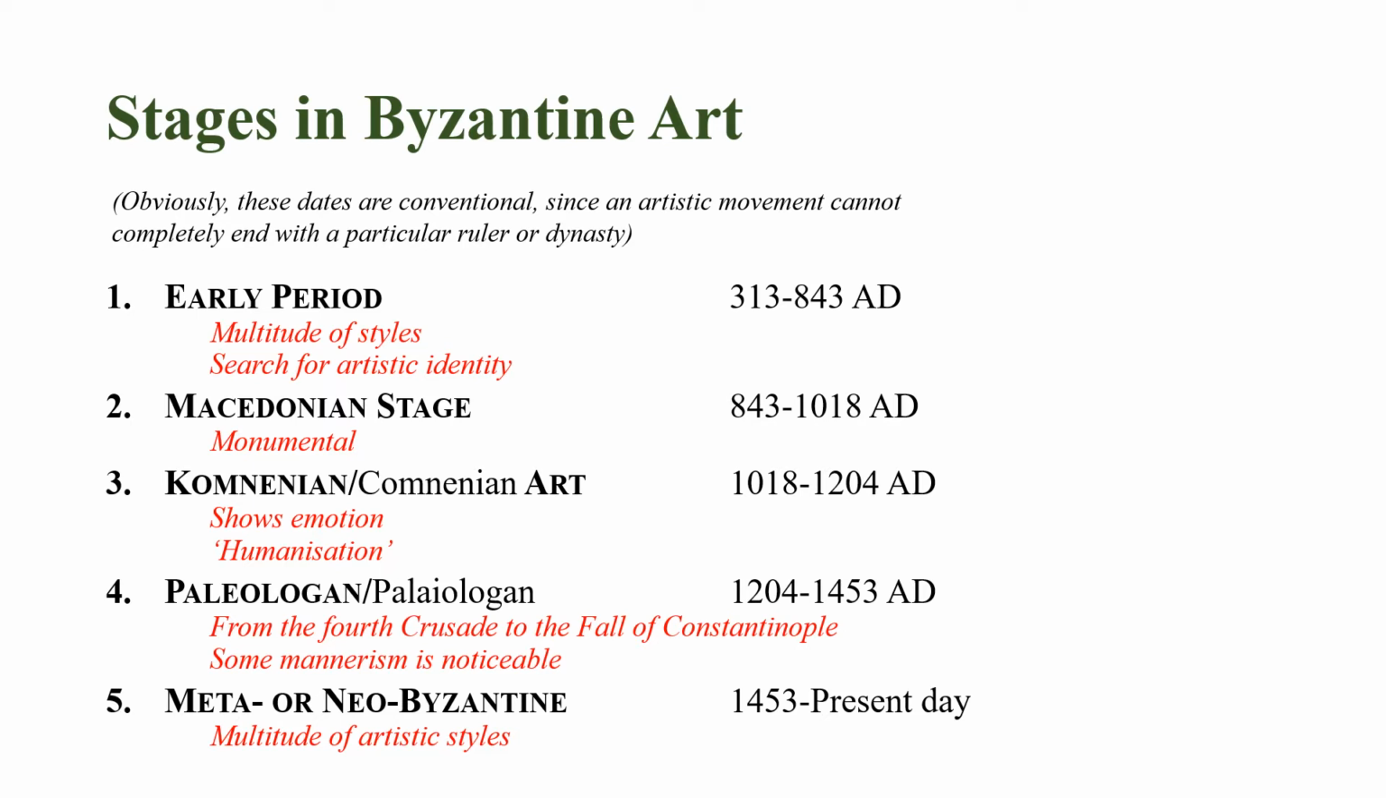Paleologan period, 1204-1453. So as we can see, it lasted from the Fourth Crusade to the fall of Constantinople to the Ottoman Turks in 1453. In this period, some mannerism is noticeable in art. The last stage, which is still going, is the Meta-Byzantine or Neo-Byzantine stage of development. It is characterized by a multitude of coexisting artistic styles. This is my contribution to this classification.